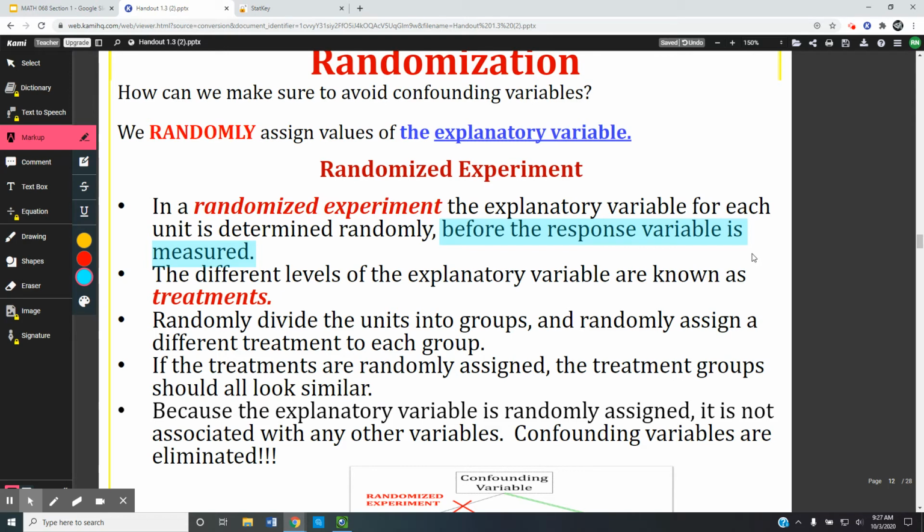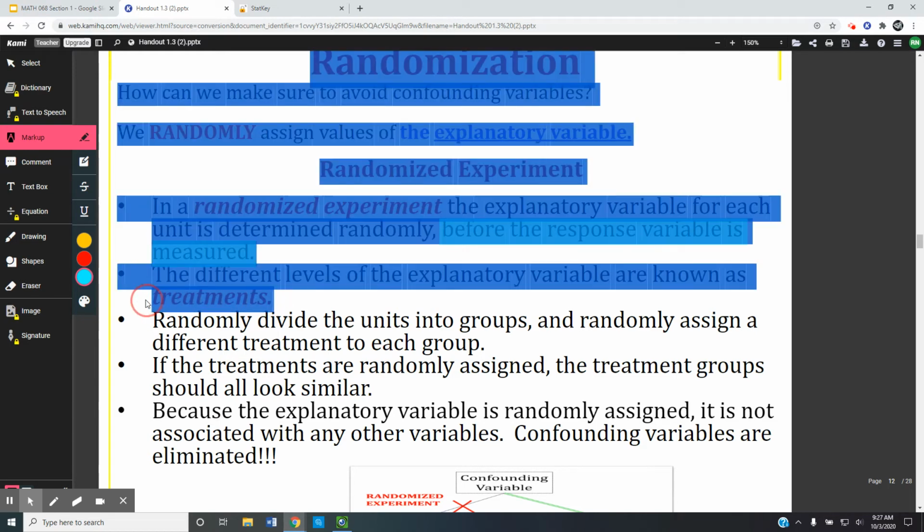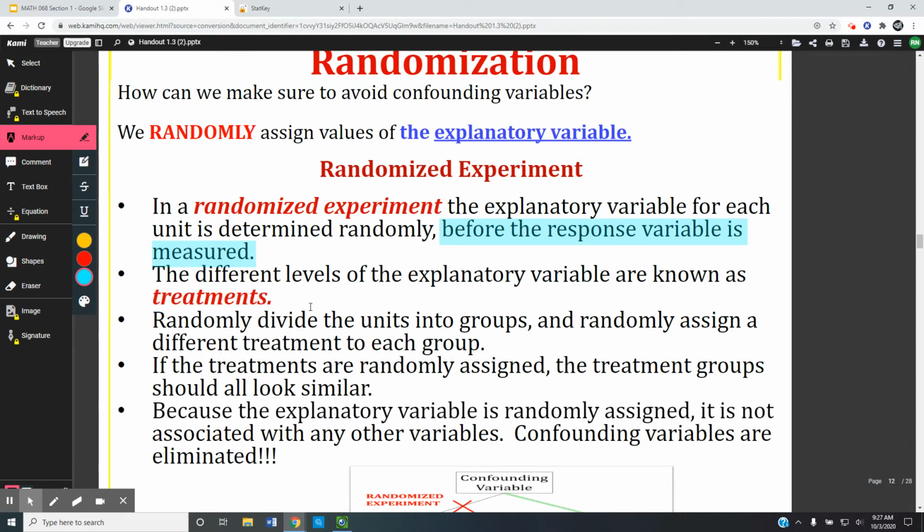The different levels of the explanatory variable are known as the treatments. You may get the treatment of a placebo. You may get the treatment of the actual drug. Randomly divide the units into groups and randomly assign the different treatment groups. So two levels of randomization here. One, you randomly get chosen to be in group A or group B. Inside of those groups, you randomly get assigned to be in the treatment group. If the treatments are randomly assigned, the treatment groups should all look similar.